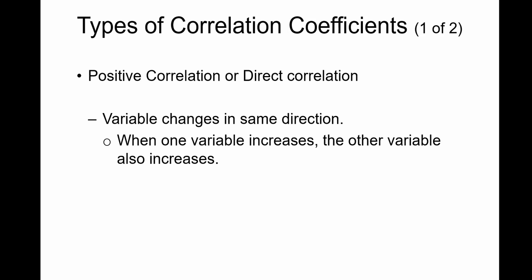So anyway, variable X is temperature, variable Y is ice cream sold. So think about as the temperature gets hotter, as temperature goes up, the number of ice cream sundaes, let's say at Andy's, sold also increases. So that is a positive correlation.